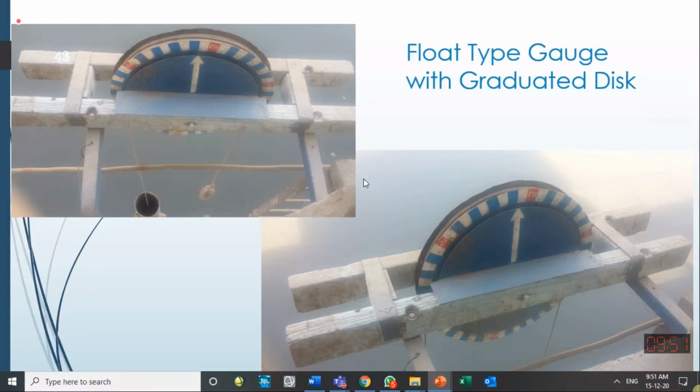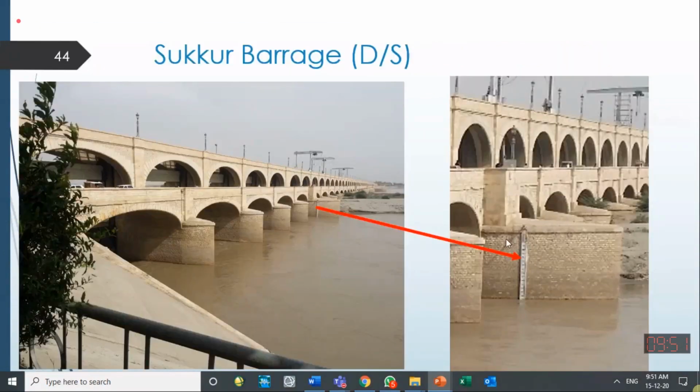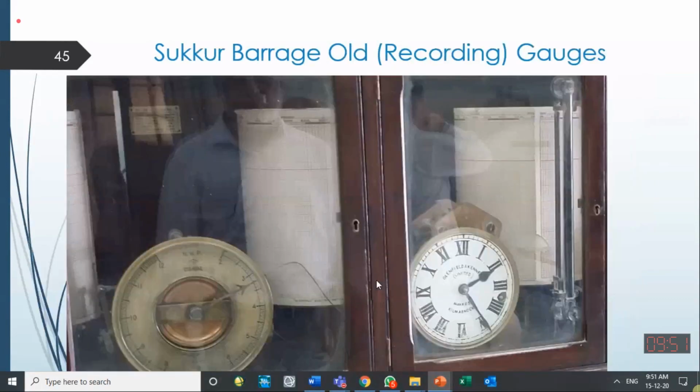Here is the float gauge. I think this is also Balloki. So a wire, one side is the float, another side is the counterweight, and this reel will tell them the water level. This is Sukkur Barrage, and they have a staff gauge installed on the pillar. They note the water level through this staff gauge. These are some of the dials for recording the stage variation in the canal.